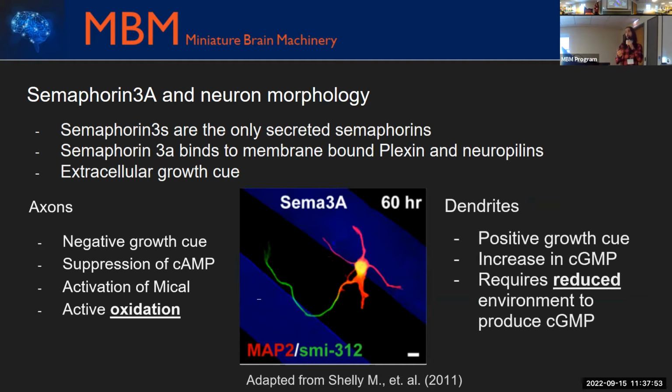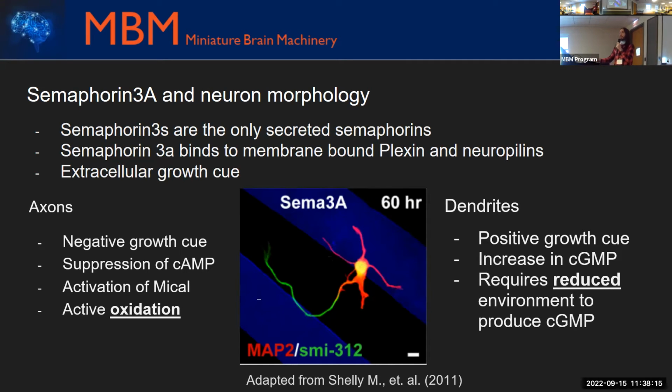Then for dendrites, of course, we have a slightly milder but completely opposite effect. It functions as a positive growth cue. It increases cyclic GMP, which acts counter to cyclic AMP. And it also requires a reduced environment as well. So for the guanylyl cyclase to produce cyclic GMP, it has to be in a reduced state for that to actually function.